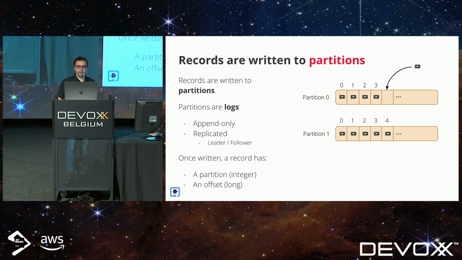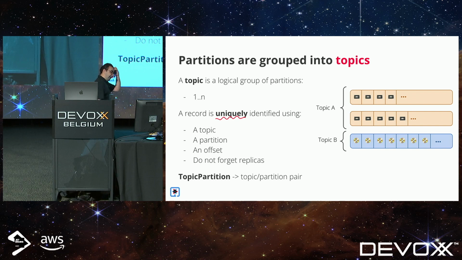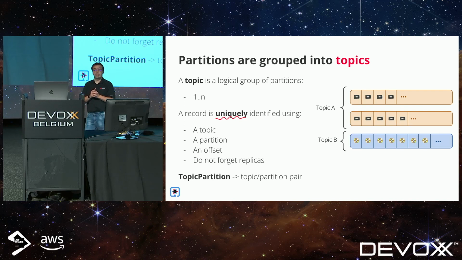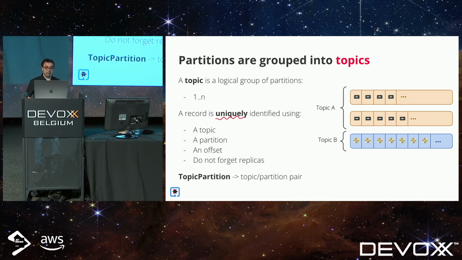So a topic can be seen as a logical group of partitions. It can have one partition, that's the minimum, or several partitions. And a record, as I said, can be uniquely identified using topic, partition, offset. But don't forget replicas, because what you may find using this tuple might be a replica of the initial record. But for you, you don't care. It's fine, right? As soon as the replica has been updated, you're good. We're going to use this class a lot, TopicPartition, which is just a pair of topic and partition. So you will see that in the code we will write. That's why I mention it here.